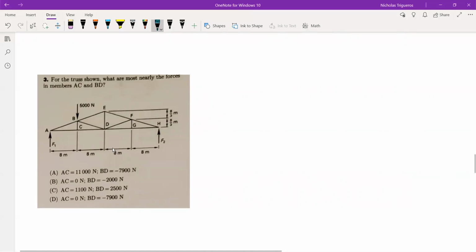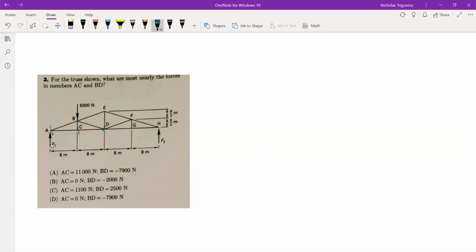For a truss, what are the forces in AC and BD? This one is not a short problem, since trusses typically take a bit, since you have to do a lot of calculations to get to the answer. We want AC here and here, and BC, which is, no, BD. Sorry, here and here. Okay, how do we begin?